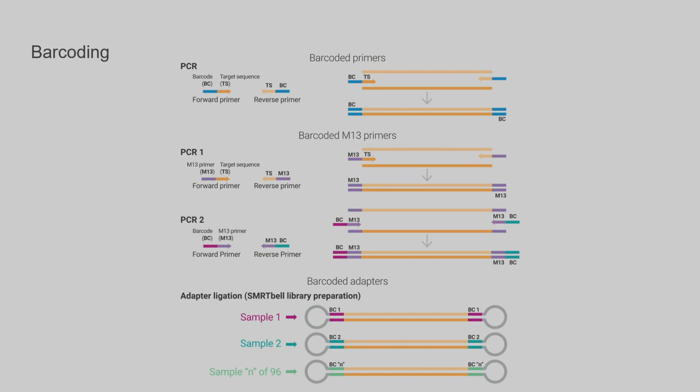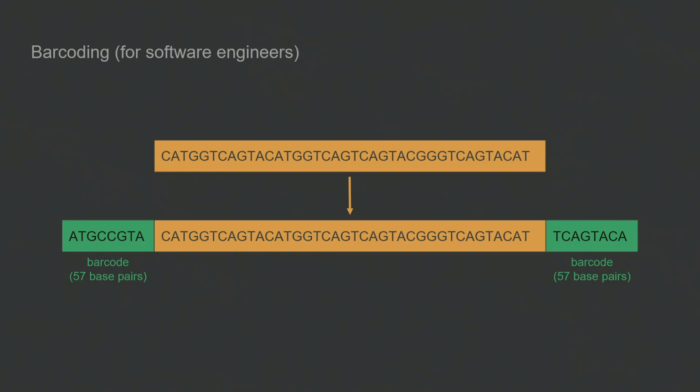Let me say a little bit more about barcoding, which is very important, as we'll see later on. This barcoding part, this is how it looks for biologists. It's kind of hard even for me to understand. It's a two-step PCR process, and they attach something. But for software engineers, which is what I am, it basically looks like this.